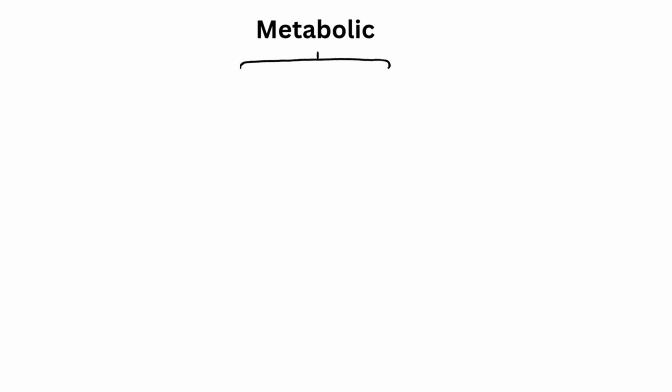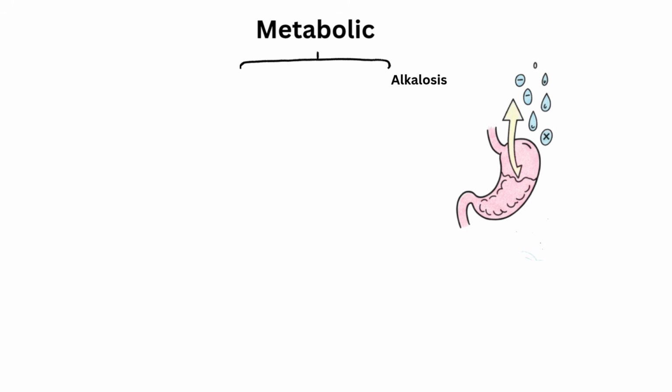Now let's jump over to the metabolic side, which involves the gut and the kidneys. Think about exactly where fluids are leaving the body. Stomach fluid is highly acidic, right? So if a patient is severely vomiting, they are throwing up all their acid. And what's left behind? Base. So vomiting causes metabolic alkalosis.